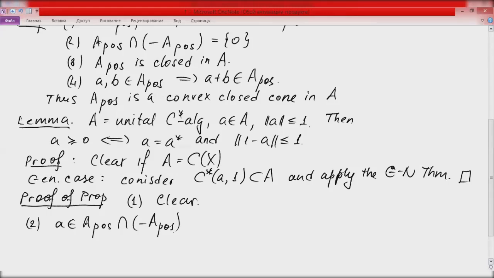So what can I say about the spectrum of this element? From the definition of a positive element, we conclude that the spectrum of a is 0. So it is non-negative and non-positive at the same time. So the spectrum is 0, and so the spectral radius is also 0. But our element is self-adjoint, and we know that for self-adjoint elements, the spectral radius equals the norm. And so we conclude that a is 0.